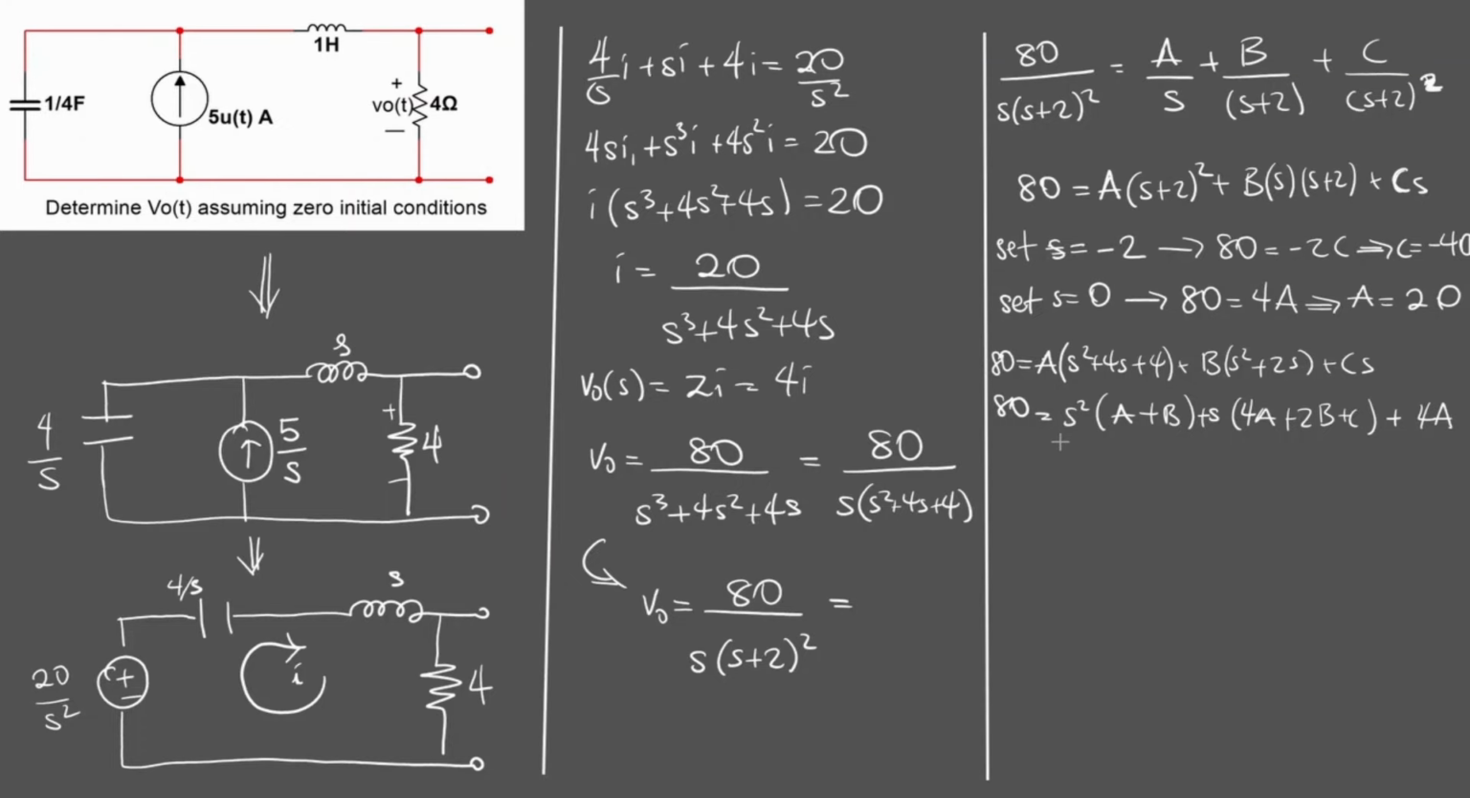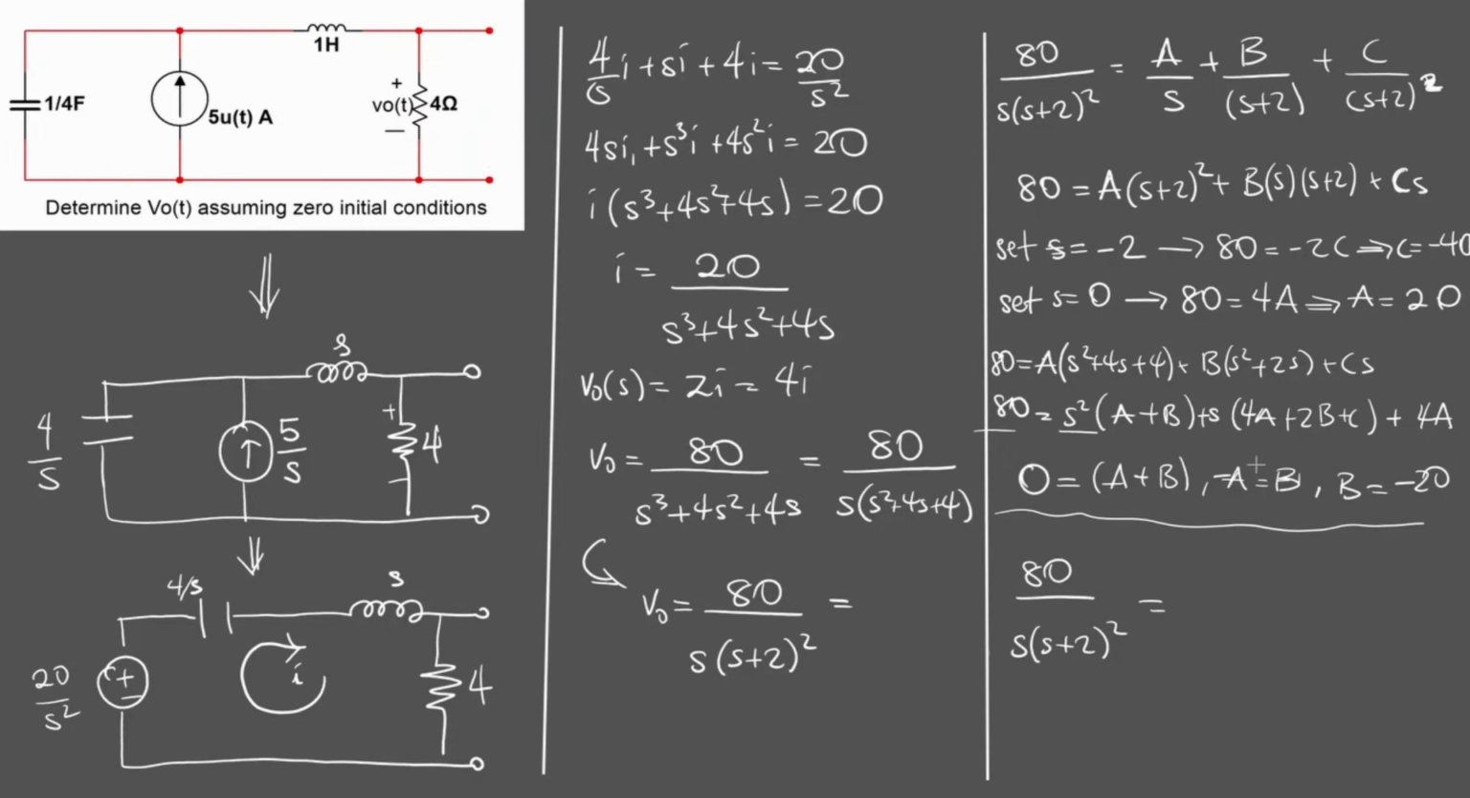B. Okay, so we're going to compare the coefficients of s squared here and s squared here. Nothing. So 0 is equal to A plus B. So A is equal to minus B, so B is equal to minus 20. Pretty amazing stuff. So now our fraction is going to look something like 80 over s into (s plus 2) all squared is going to equal, what was A? 20. So 20 over s plus, since B is minus 20, minus 20 all over s plus 2, negative 40 all over (s plus 2) all squared.